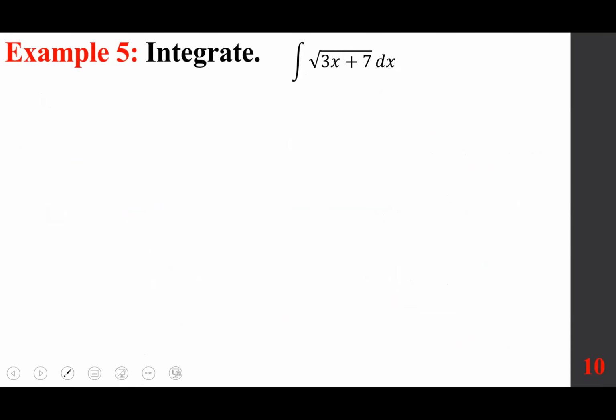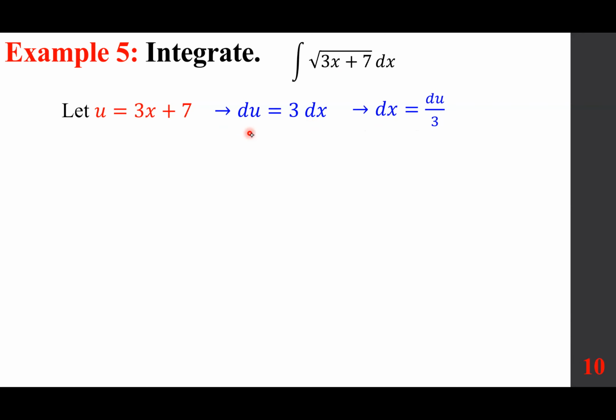So to integrate this, we let 3x plus 7 be u. Therefore, du becomes 3 times dx. In this example, I'm going to do both ways. I'm going to solve for dx, and it becomes du divided by 3. And so what we have here is the square root of u, and instead of dx, du divided by 3.